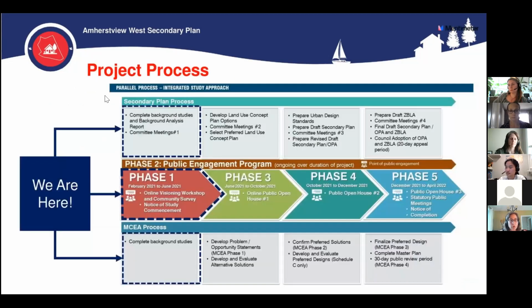In terms of the overall project process, and this graphic is also on the project website, the integrated process that Megan presented is illustrated here, where you have the secondary plan process at the top, and the MCEA, which stands for Municipal Class Environmental Assessment, process at the bottom. Overall, this project has 5 phases, with phase 2 being the public engagement phase. So we are very early on in the process.